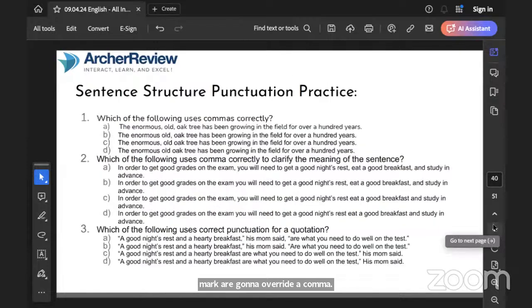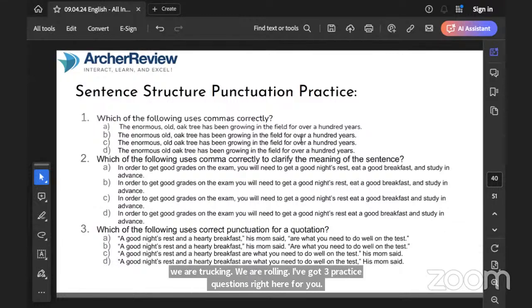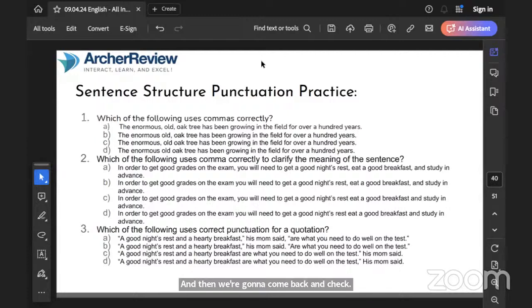All right. So we are trucking, we are rolling. I've got 3 practice questions right here for you. I'm going to give you 2 minutes to do these, see how you do, and then we're going to come back and check. Okay. All right. Ready? And go. Think about everything we just talked about in that little bit of time.